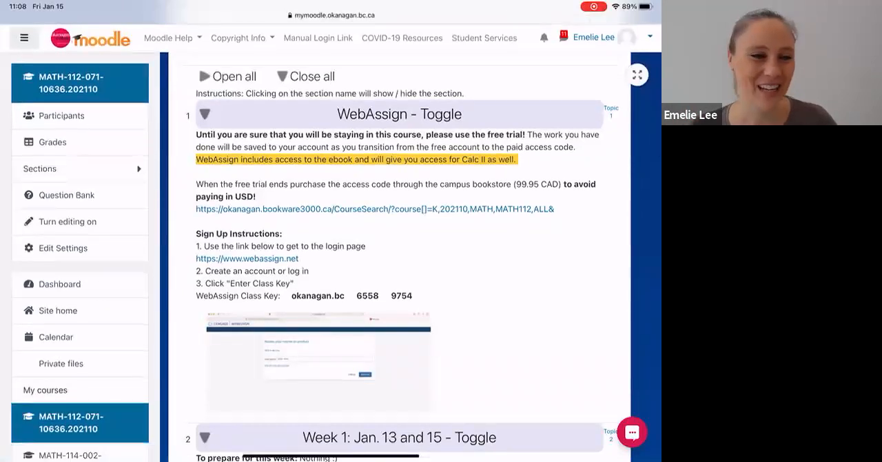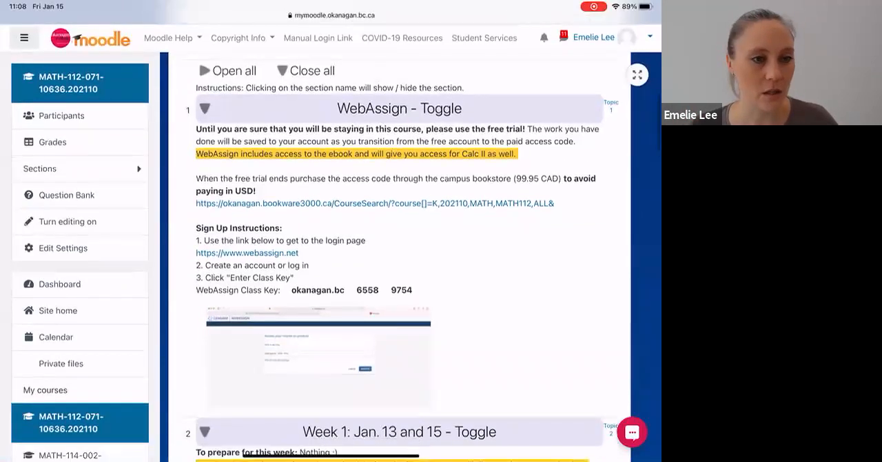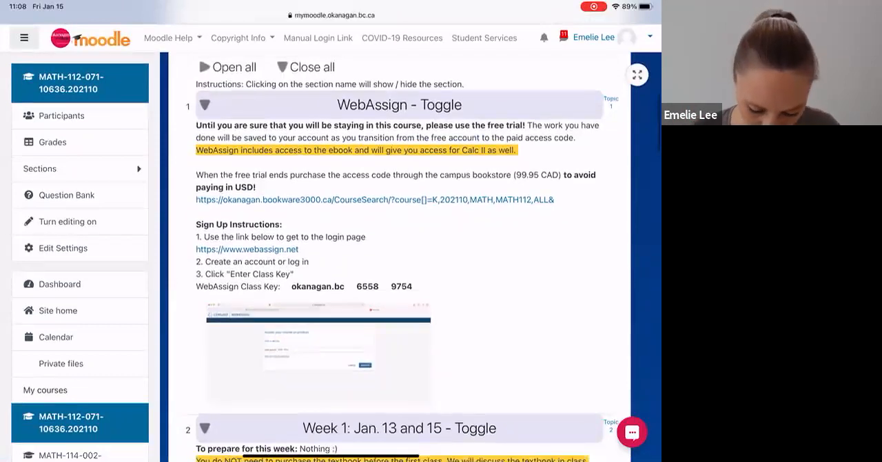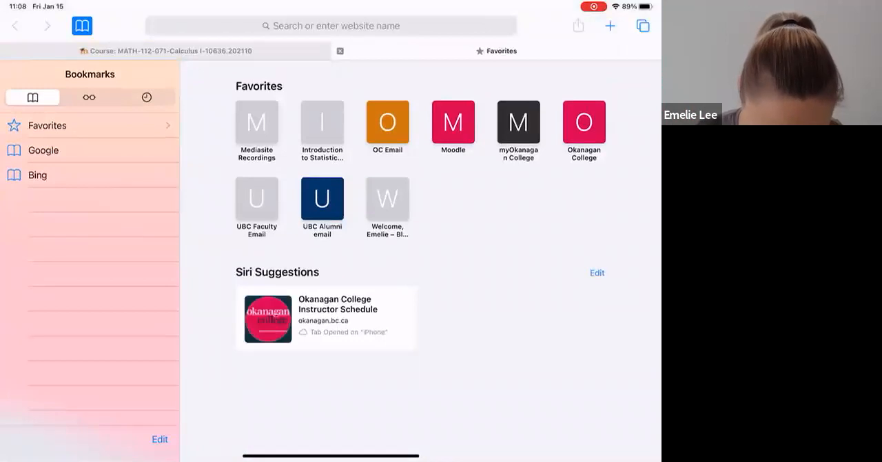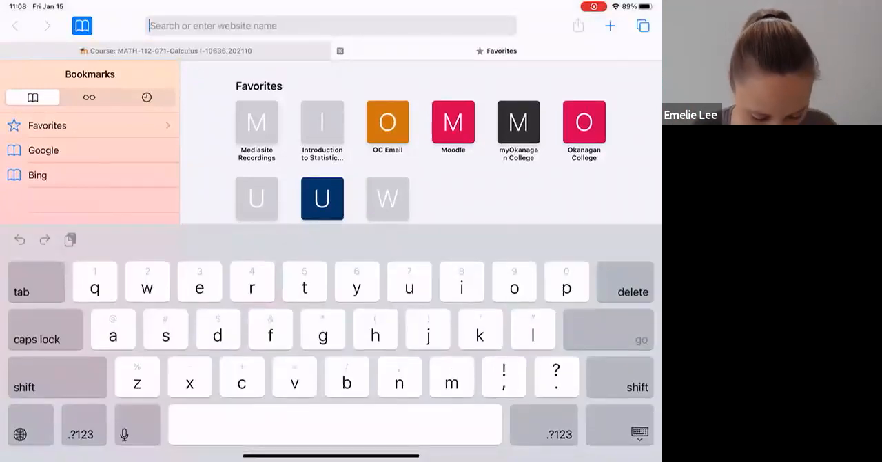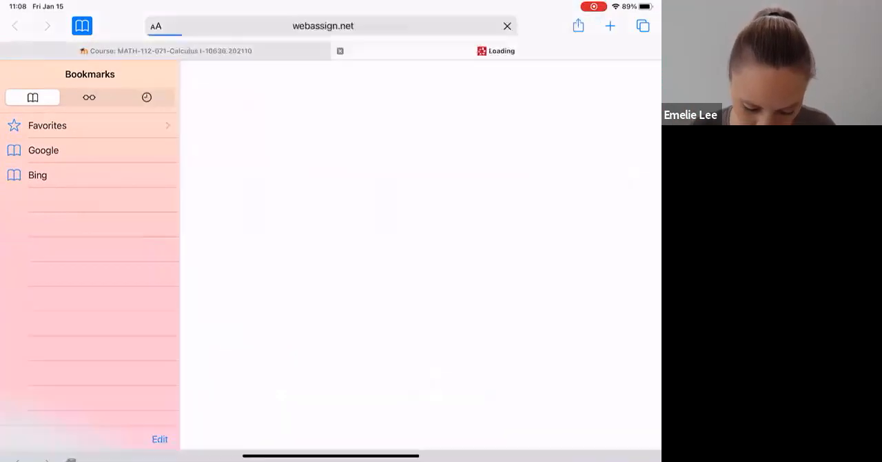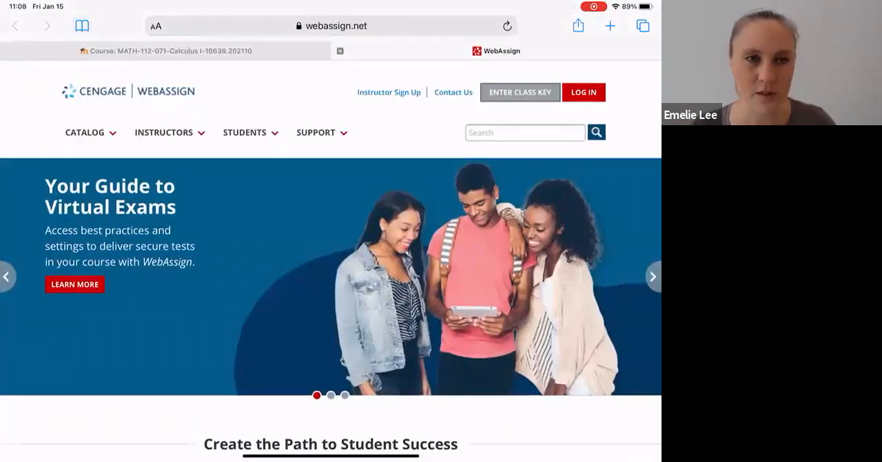Okay, so what I want to do is open another page and say webassign.net. Okay, so when I go to webassign.net, it looks like this.